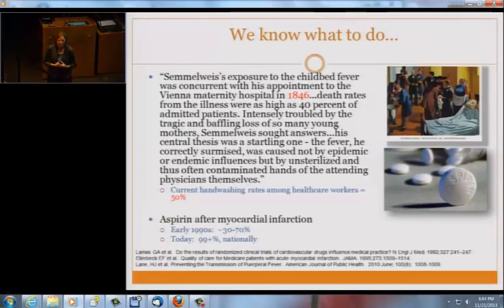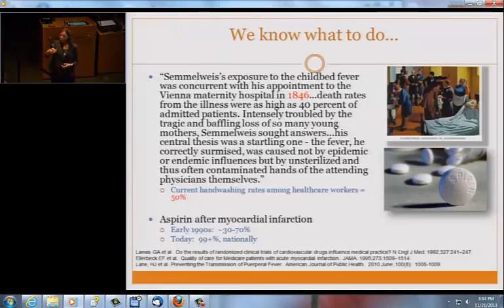You guys remember this from medical school? Washing your hands, but why? How did he come to that conclusion? Who had worse death rates, the midwives or the physicians? The physicians, because they were doing autopsies and postmortem examinations on their patients, and then bopping over and delivering babies. They were going back and forth.